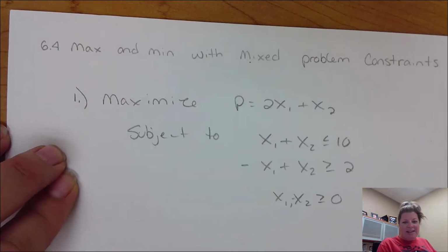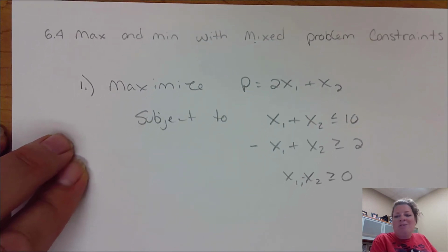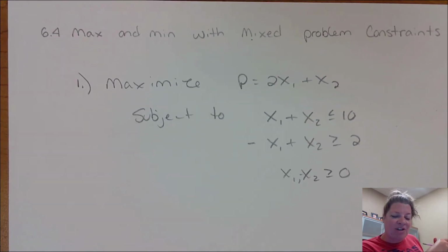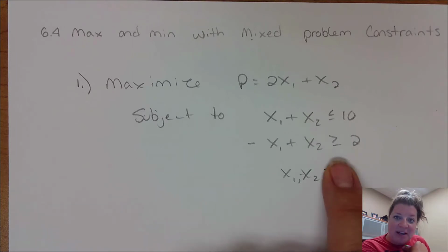Okay, so if we look at this, what's wrong? Why is it in this section? Because when we have a max, it's usually less than. So this right here is a greater than, and so that's going to throw us off.